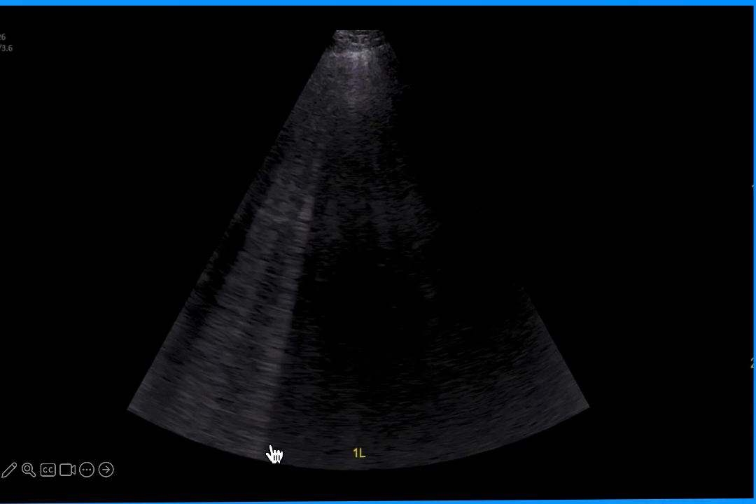Then that begs the question, what is optimal depth? Optimal depth is 12 centimeters or more. That gives you more than enough depth to be able to see whether the lines continue. Okay, so 12 centimeters or more.